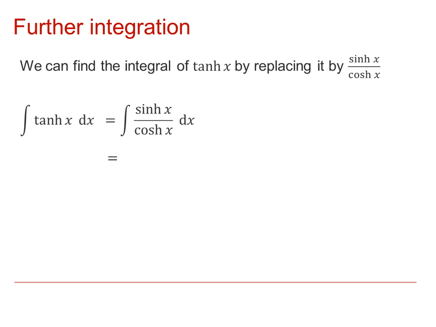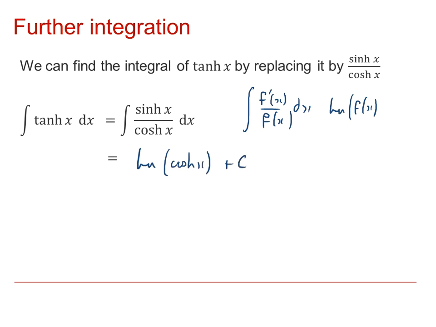Now let's consider the integral of tanh x, and we can see that that is sinh over cosh, and here we've got a function to integrate which is in the form of the derivative f dash x over f of x, and we know that the integral of that is going to be natural log of f of x plus a constant, of course, so therefore the integral of tanh x is natural log of cosh x plus c.